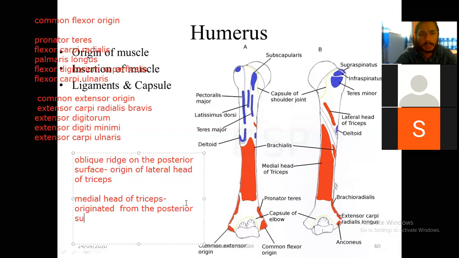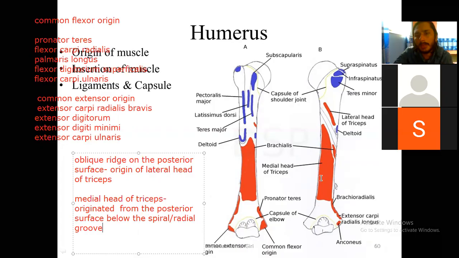Posterior surface, below the spiral or radial groove. So just below the radial groove, through all the posterior surface, just below the spiral groove. So this is the spiral groove, and this whole thing is the posterior surface only.